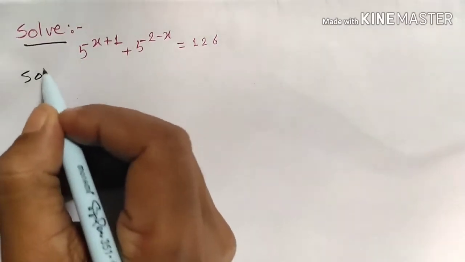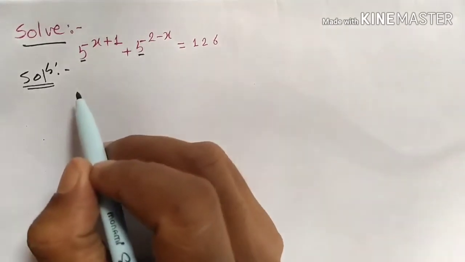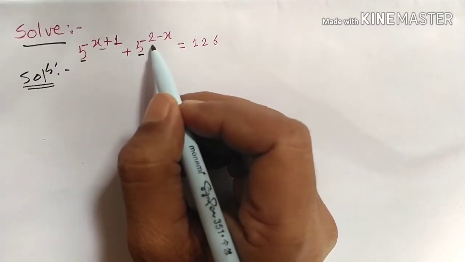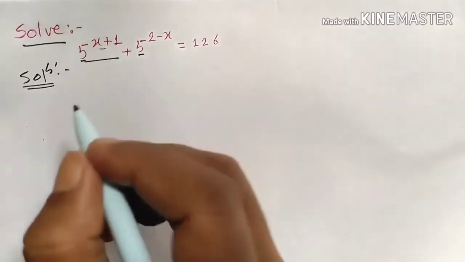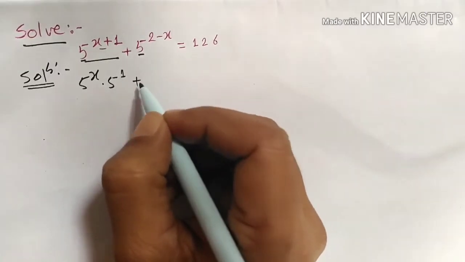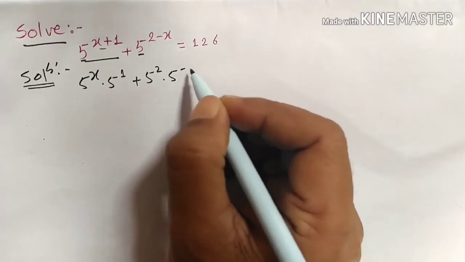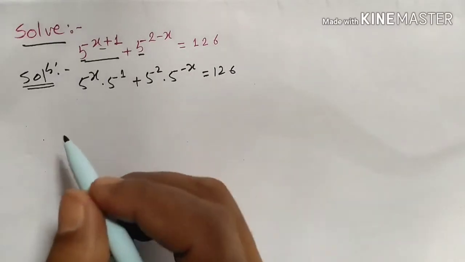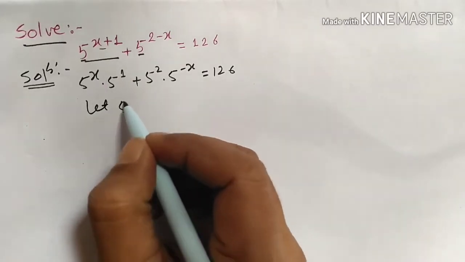Solution is like this. Here you can see that this 5 is base and this 5 also base. In the power of 5 you have x plus 1. In the power of this 5 you have power 2x minus 1. So this can be solved like this. That means this term can be written as 5 to the power x dot 5 to the power 1, and this plus 5 as it is, and here 5 to the power 2 dot 5 to the power x is equal to 126.